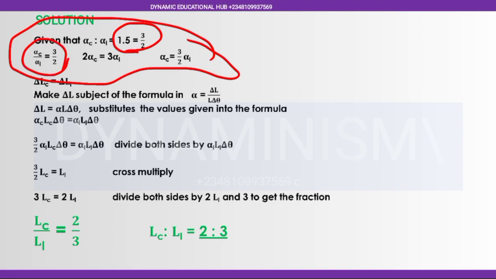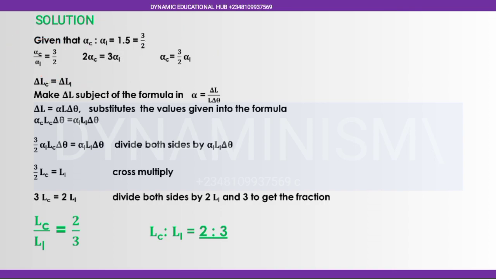The ratio means, if you are talking about ratio, you are dividing the linear expansivity of copper to that of what? Over linear expansivity of iron is equals to 3 over 2. Isn't it? Now you cross multiply. There was one time I was explaining the meaning of cross multiplication. Now you cross multiply, you get 2 alpha c is equals to 3 alpha i. So which means that making your alpha c the subject of formula, alpha c is what? 3 over 2 alpha i. Oh, yeah. So change in length of copper is equals to what?